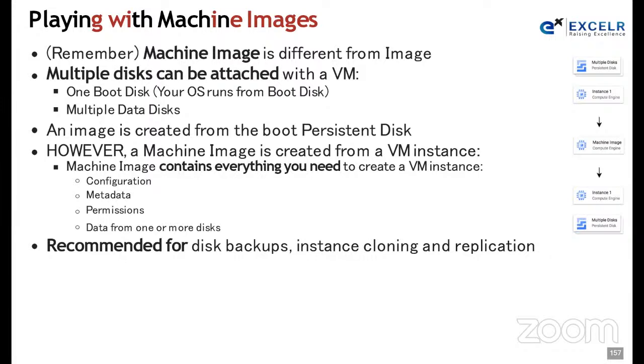When you create an image from that particular boot persistent disk, you get an image. However, a machine image is created from a virtual machine instance. This contains everything you need to create a virtual machine, for example any configuration needed for your virtual machine, any data disks, the metadata for your disk, and also the permissions for your disk. So basically you are creating a copy of your virtual machine, rather than just a copy of your virtual image.